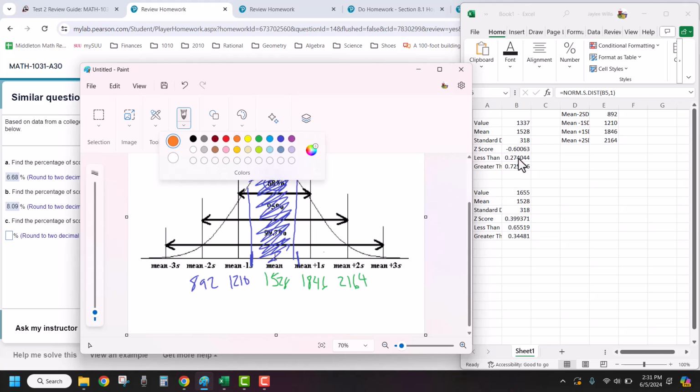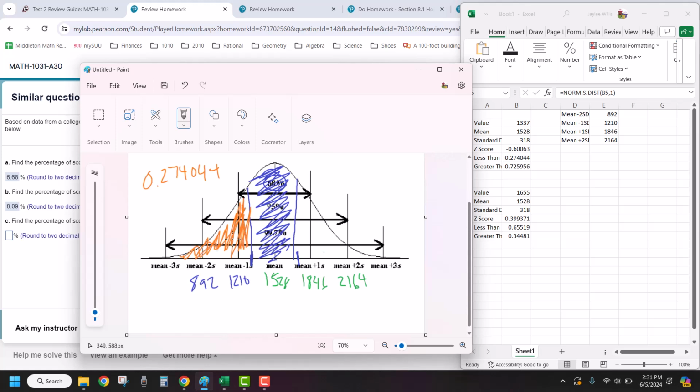So this less than value for this one is telling me that this part of the histogram, because this 27% corresponds to the 1337 number, is 0.274044. That's the percentage that's in this part of the histogram. So it's about 27% in that part I've shaded here.